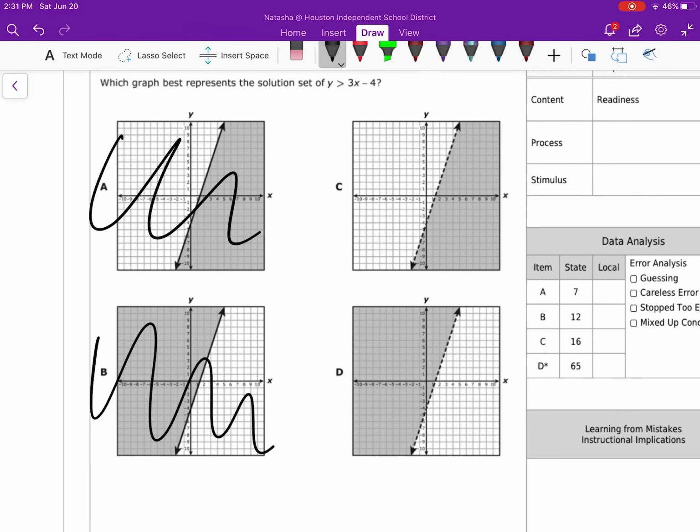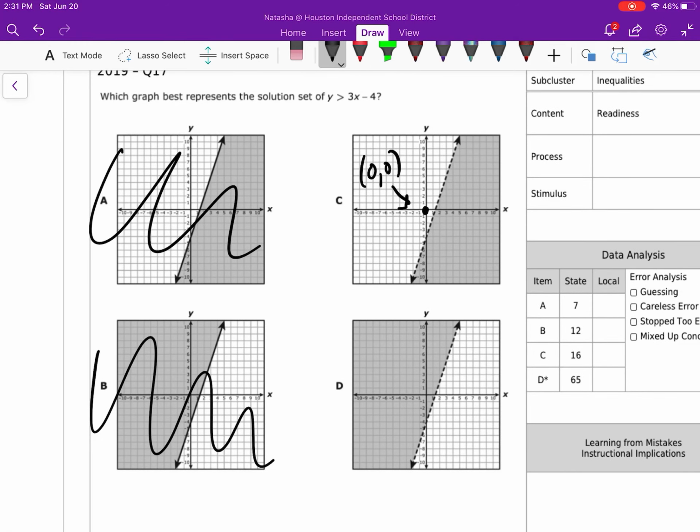All right, now I need to determine which side is true, or which side of my line should be shaded. The easiest way to do that is to pick a point, either on the line or not. So if I pick the point 0, 0 on graph C, if C was the graph of my inequality, then C would not be a solution. So I'm going to plug in 0 for X and 0 for Y, and ask myself, is the resulting statement true?